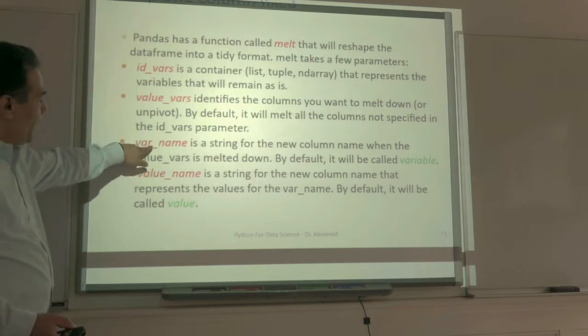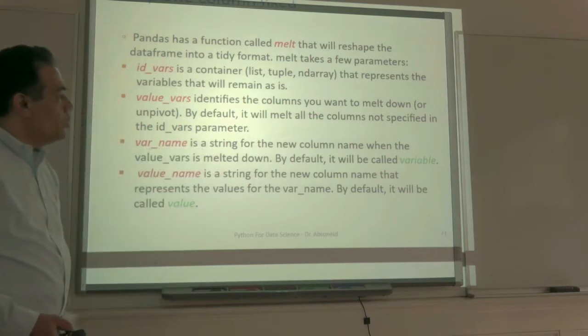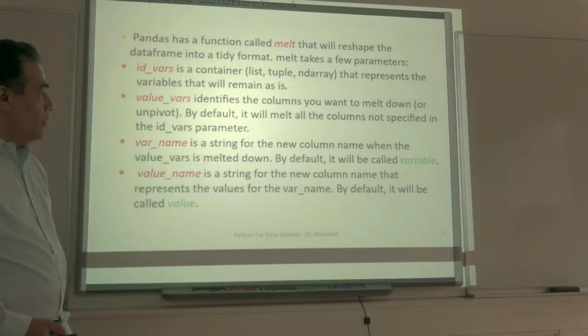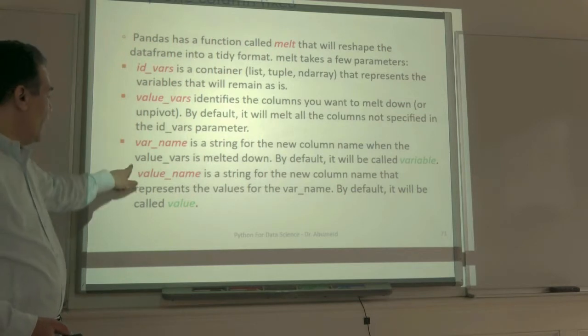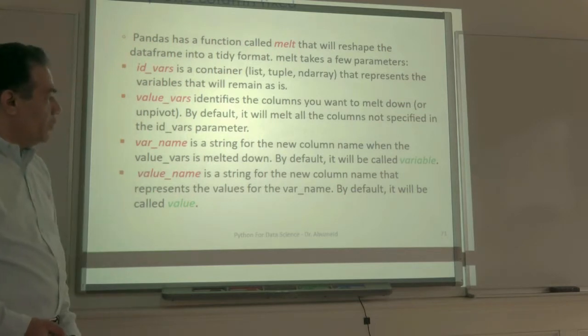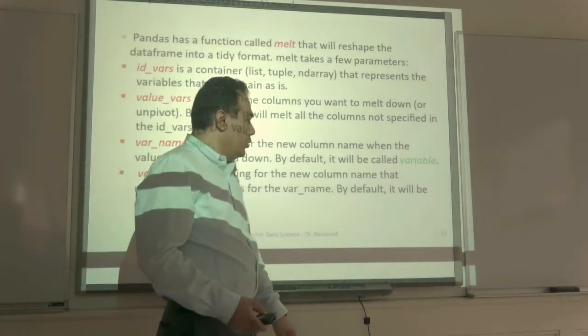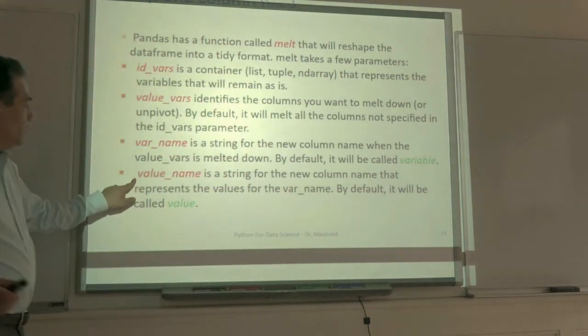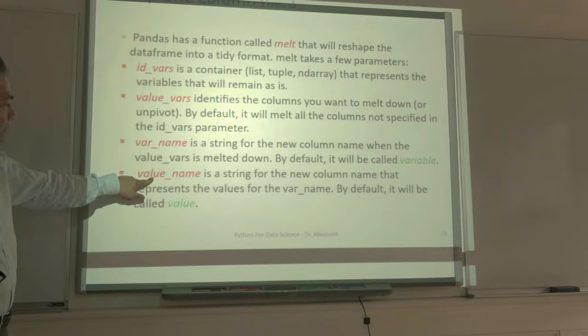So the var_name is a string for the new column name when the value of var is melted down. By default it will be variable, and the value_name by default will be value. Let's take an example of this. So let's just repeat what I just said.